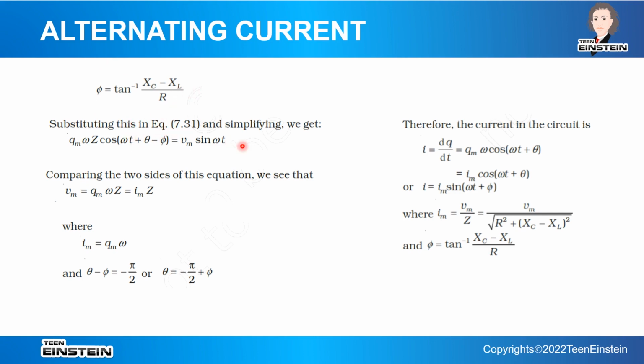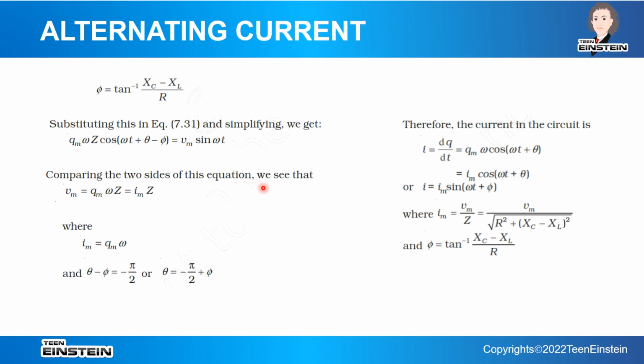Substituting this in equation 7.31 and simplifying, 7.31 is the original equation which we started with, we get qm omega Z cos omega t plus theta minus phi equal to Vm sin omega t. Comparing the two sides of this equation, this qm omega Z contributes to Vm, and the sin omega t should be equal to cos omega t plus theta minus phi. So then theta minus phi should be equal to minus pi by 2, because that is the relationship between cos and sin. So then what is the value of theta? Theta should be minus pi by 2 plus phi.